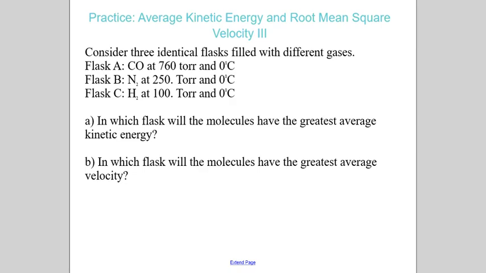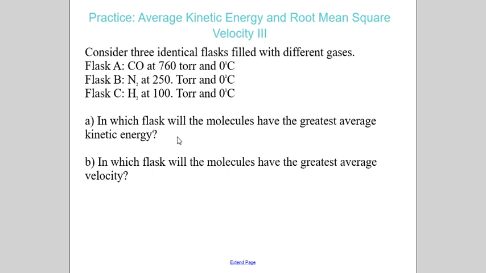Okay, next practice problem. So average kinetic energy and root mean squared velocity 3. You'll notice that we still haven't really calculated anything at this point. All of this is still based on explanation more than calculation. So make sure that you think about what's happening before you think about mathematically showing what's happening. So consider 3 identical flasks filled with different gases. So A, B, and C. They have different pressures, but the same temperature.